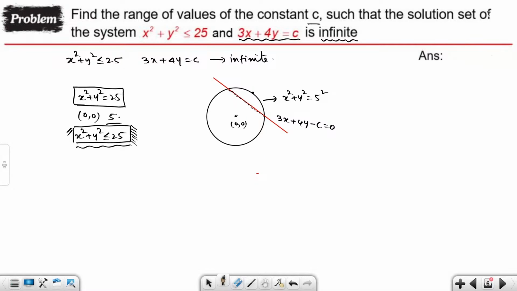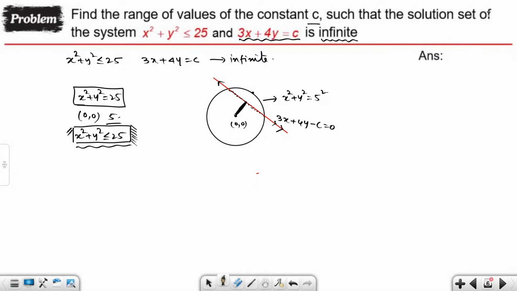So now, listen to this very carefully. If this line is a secant to this circle, then if I draw a perpendicular from the center to this line, then this distance has to be less than the radius of the circle. Then only you can say that this line is a secant to this circle. Tell me yes or no. Yes, sir.